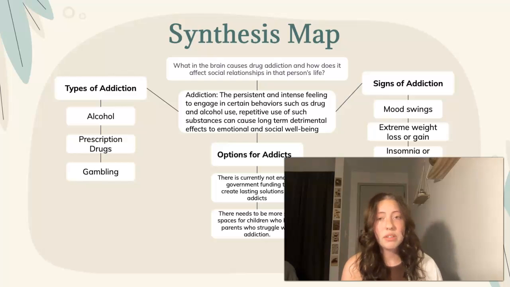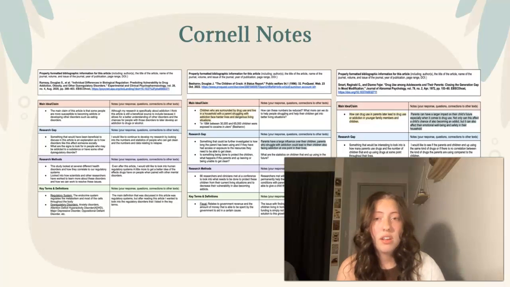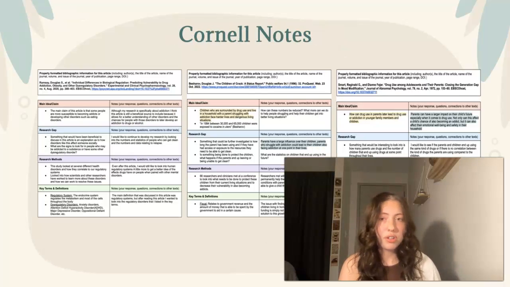And then types of addiction, these are just a few different kinds: alcohol, prescription drugs, gambling. There's obviously a lot more. It's just 3 that I thought were really important. And then here are my Cornell notes.